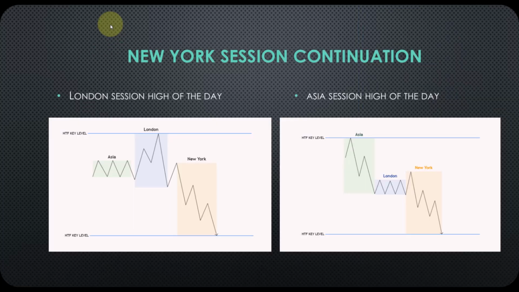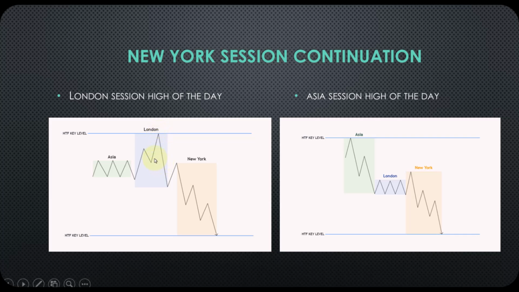Now the New York session normally comes with a continuation or a reversal of the earlier market cycle. When we consider the New York session continuations, it comes in two forms. That is when the London session becomes the high of the day. And so, as you can see here, the Asia session came with a consolidation, and then the London session manipulated the Asian session highs towards a higher time frame key level and then reversed.